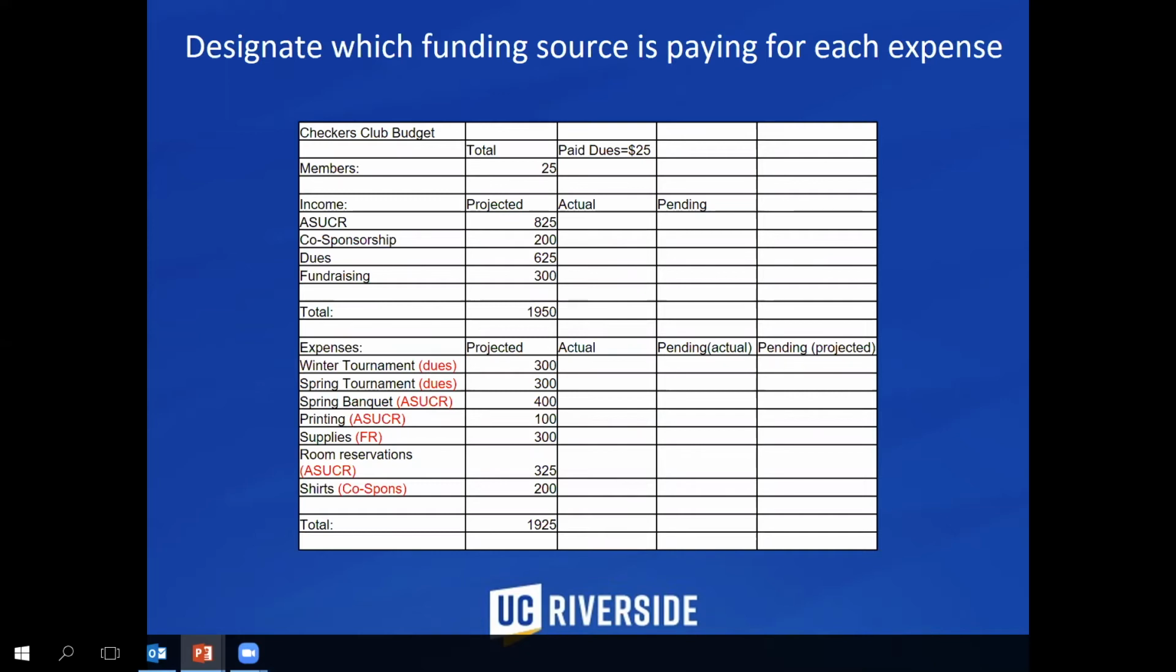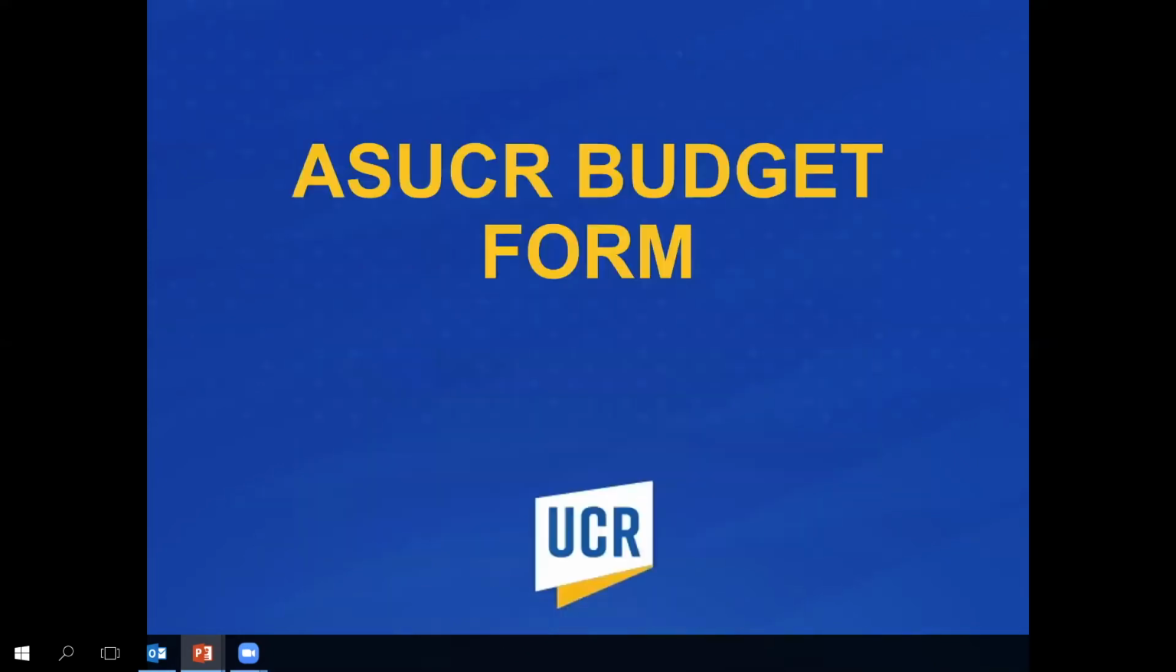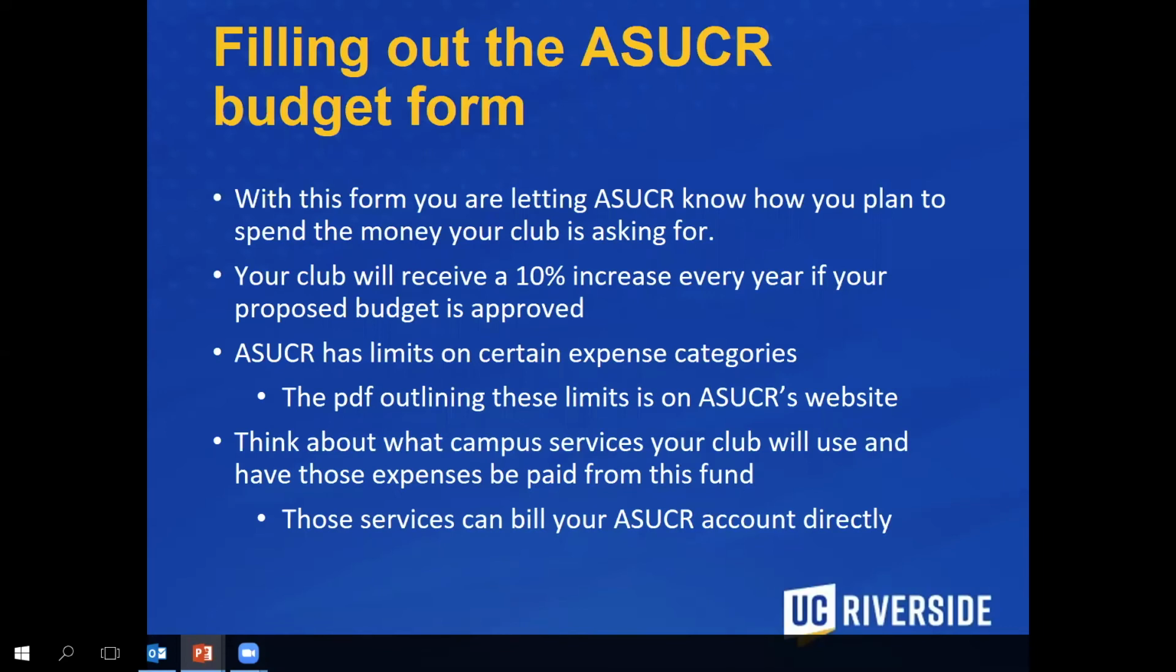Now we're briefly going to move and talk about the ASUCR budget form. If you look at the description below, you'll be able to find the ASUCR budget form, the link for it. With this form, you're letting ASUCR know how you plan to spend the money your club is asking for. Your club will receive a 10% increase every year if your club's proposed budget is approved.